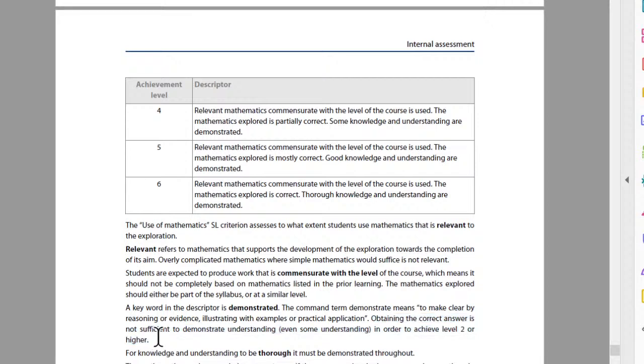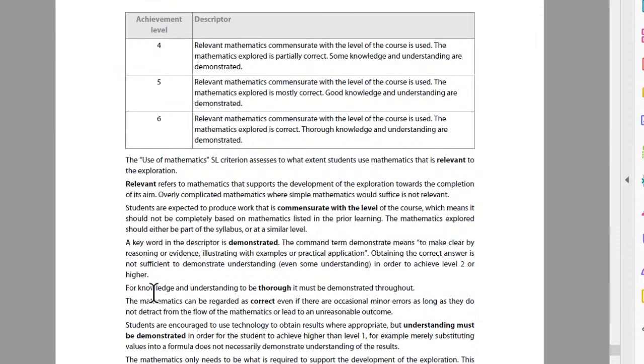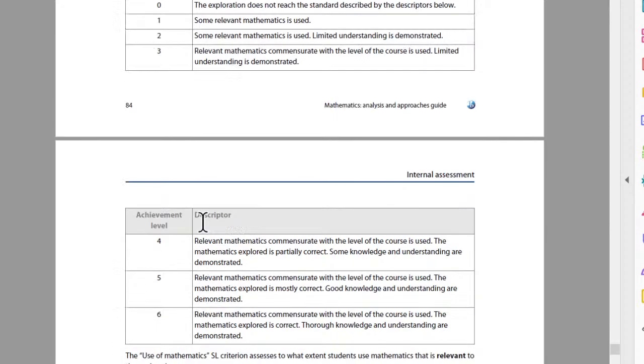So it's saying just because I got the correct result doesn't mean it's knowledge. So that's this whole TOK thing. For knowledge to be thorough, it must be demonstrated throughout. So how much is demonstrated? We have to go back and look. We're thinking of partially correct, some understanding, knowledge understanding demonstrated.